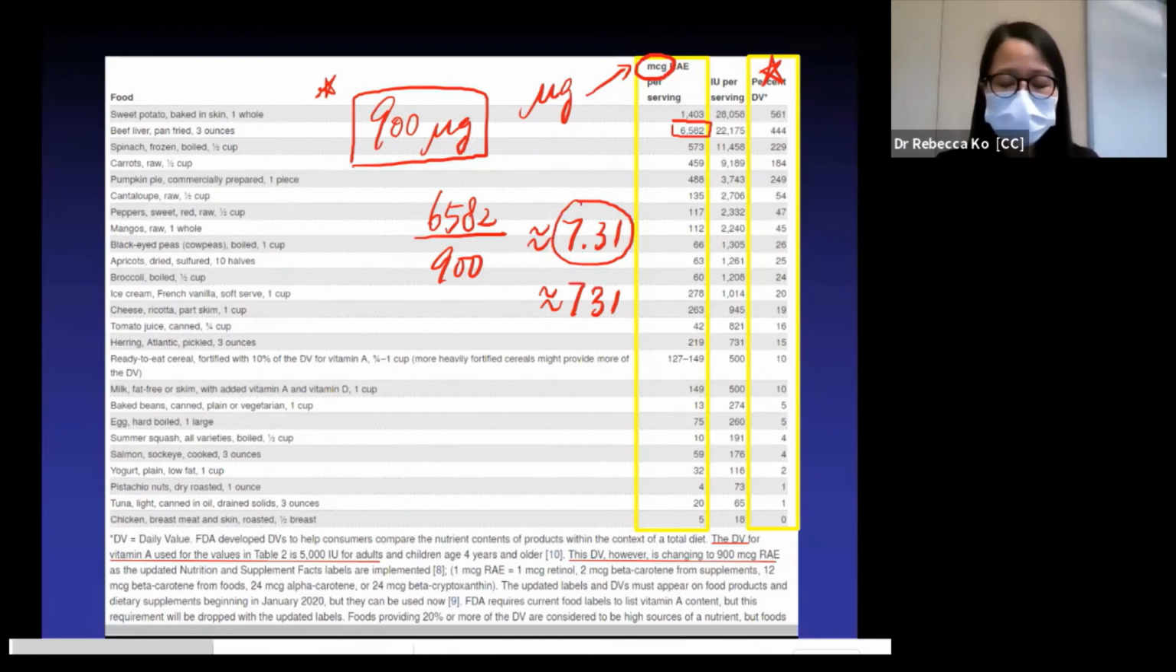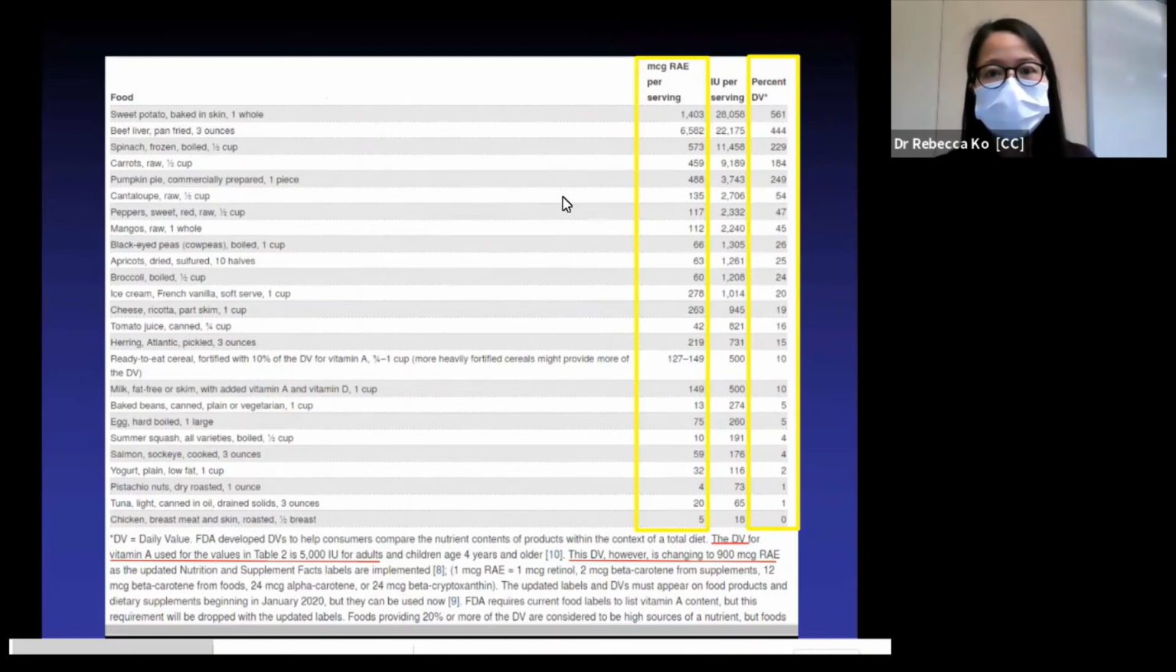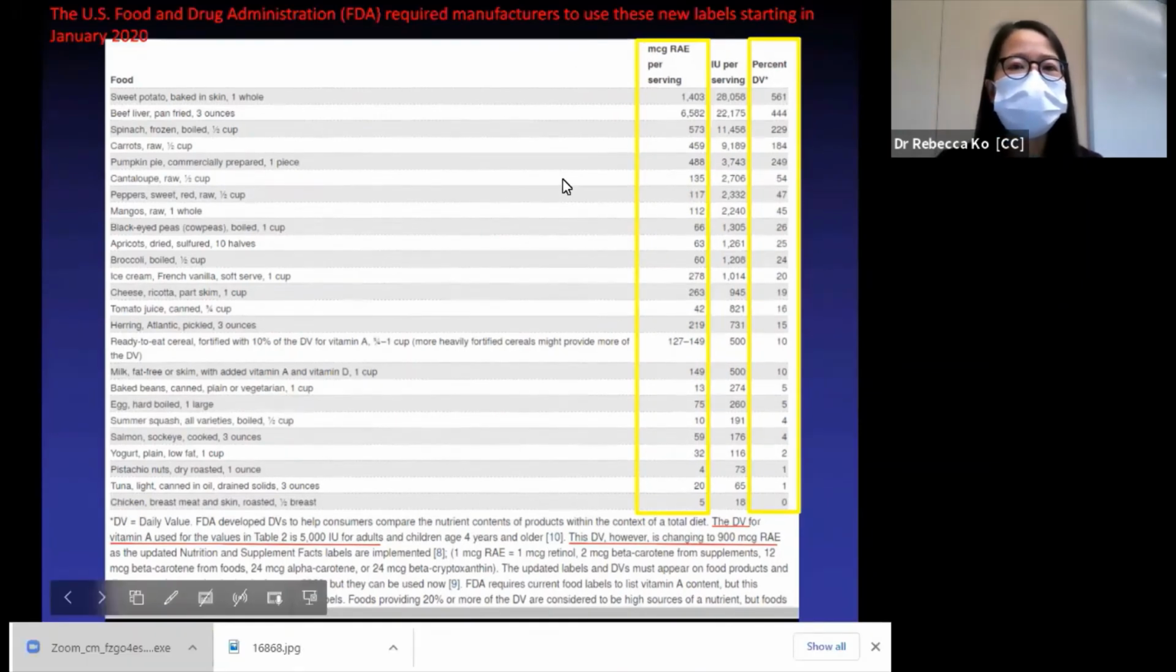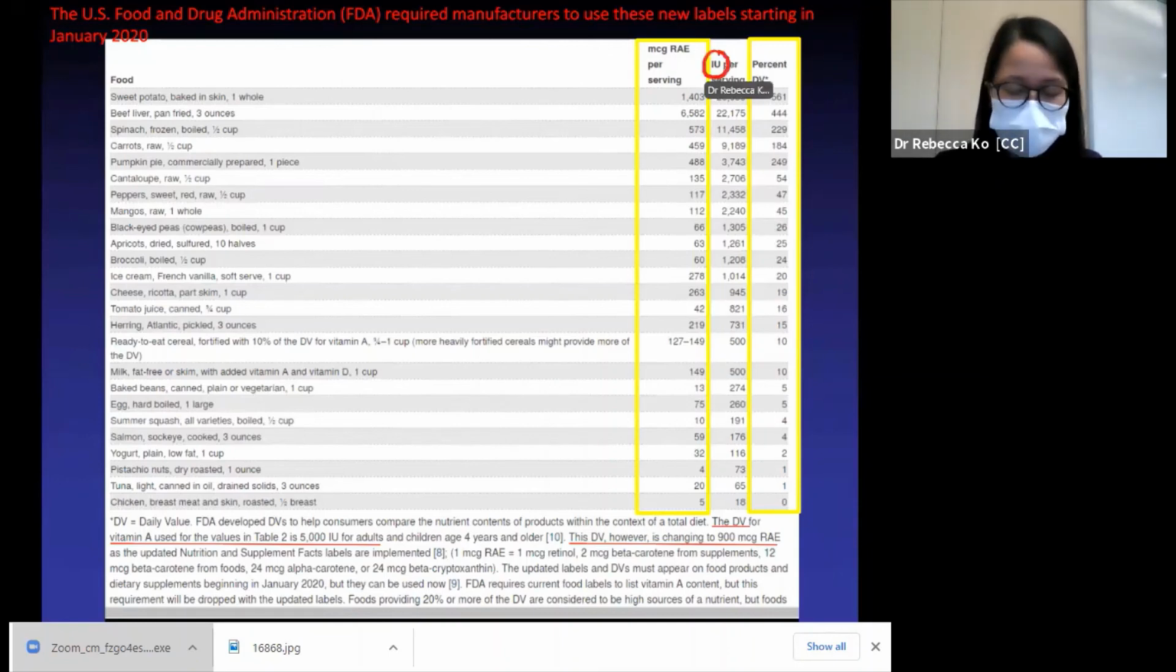I would say RAE is the new label, and it is recommended to use it starting from 2020. The Food and Drug Administration requires all manufacturers to use these new food labels to state the vitamin A content instead of using IU. IU is the international unit. We used it before, but nowadays it's replaced by RAE.